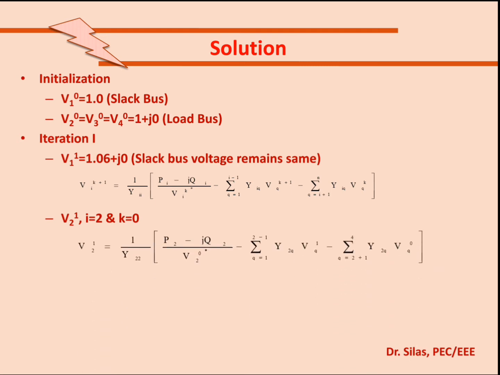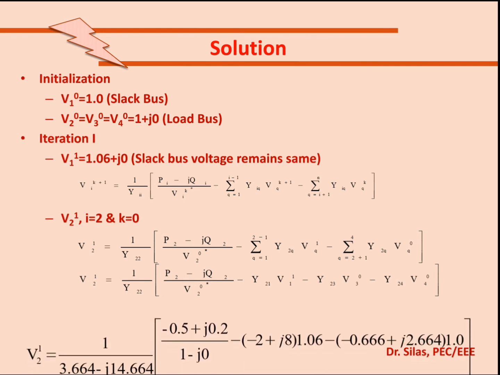So now the equation will be V2^1 is equal to 1 by Y22, times (P2 minus jQ2 divided by V2^0 conjugate, minus summation of q equal to 1 to 2 minus 1, because it is i minus 1 over there, Y2q V_q^(k+1) with k plus 1 equal to 1, minus summation of q equal to 2 plus 1 to 4, where 4 refers to the number of buses n, Y2q V_q^0, because k is equal to 0). Now I expand the summation.